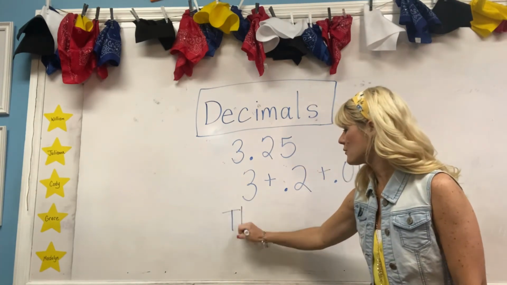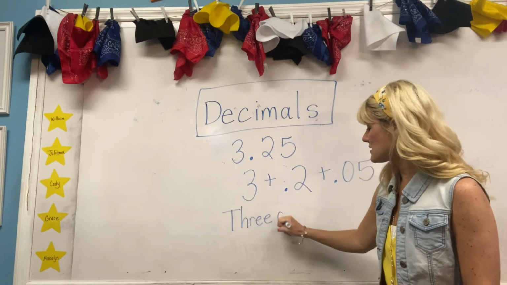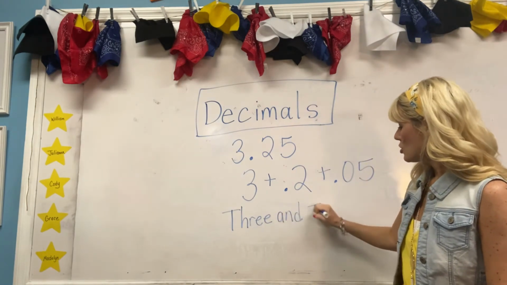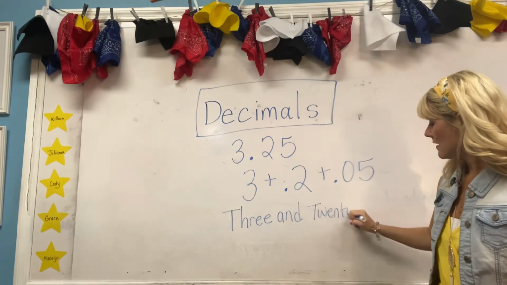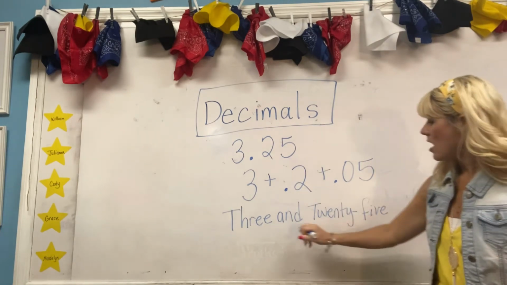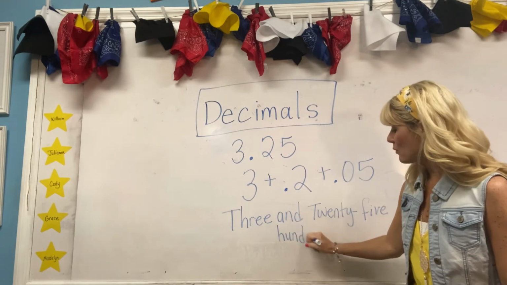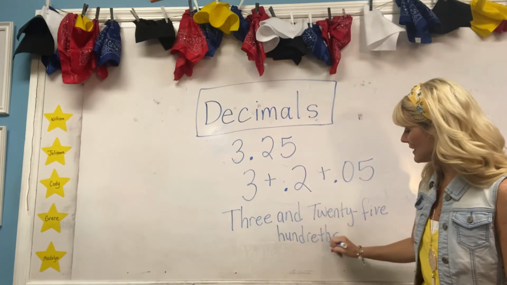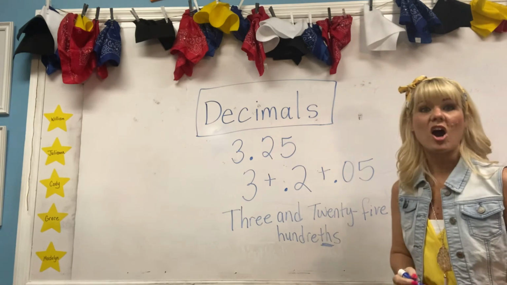You're gonna write 3, the decimal you say and, 25, you need to make a dash for 5, hundredths. Now, when you do a decimal, remember you have to put the TH on the end, hundredths.